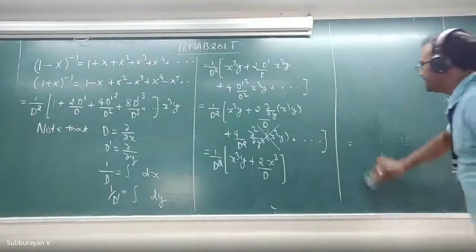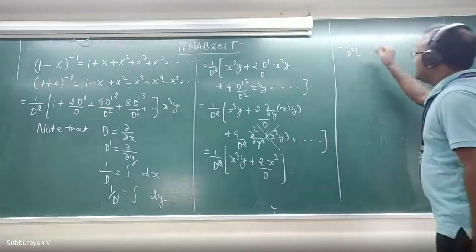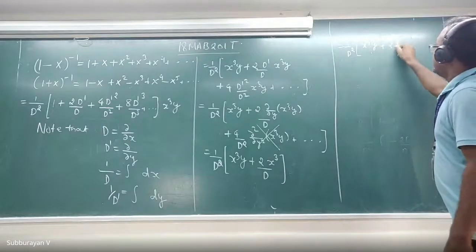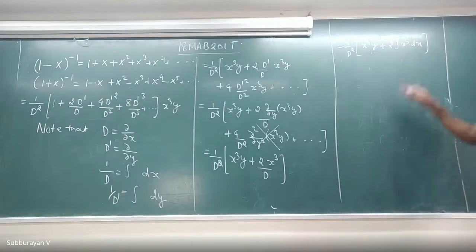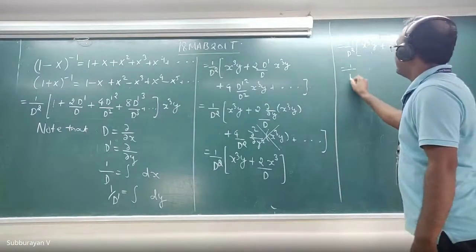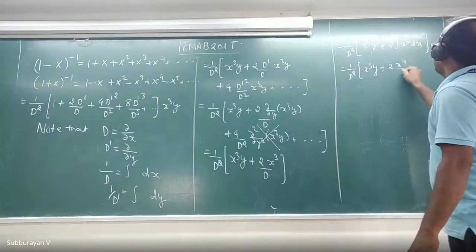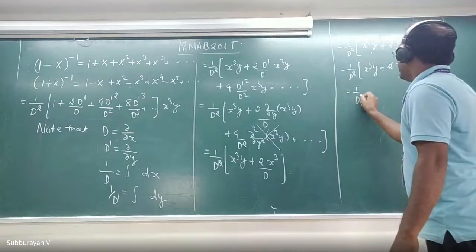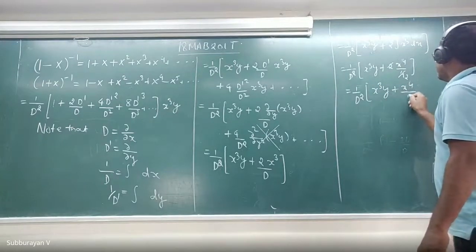Now tell me, what is this? That is equal to 1/D² into x cube y plus 2 into integral x cube dx. Now what is the integration of x cube? That is x to the power 4 divided by 4. Therefore this is 1/D² into x cube y plus 2 into x to the power 4 divided by 4, that is 1/D² of x cube y plus x to the power 4 divided by 2.